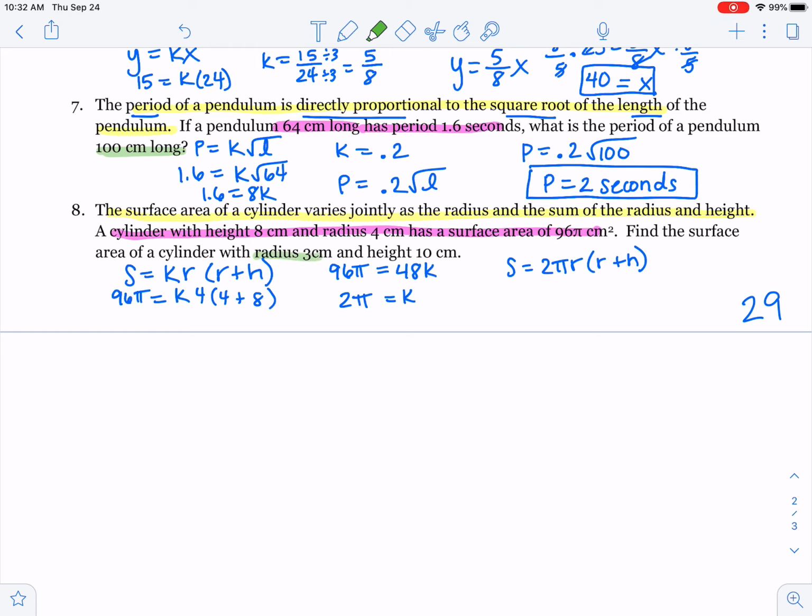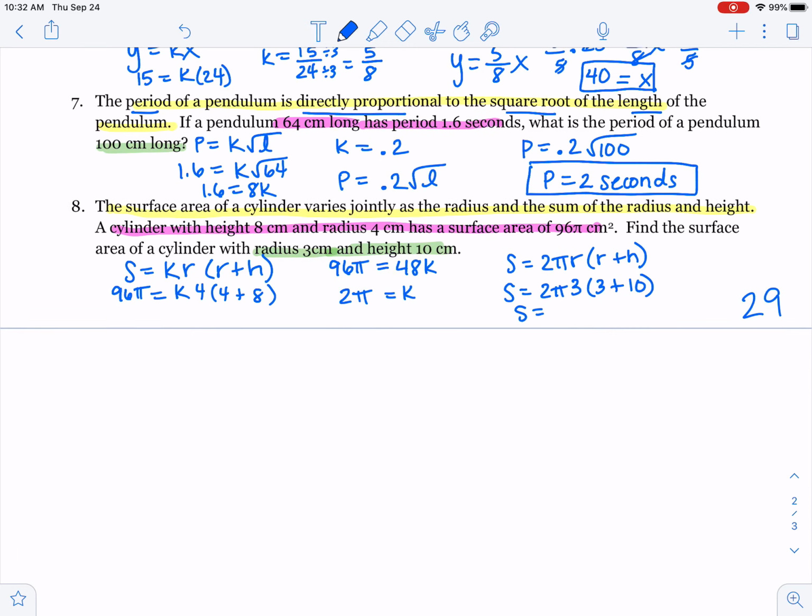The last piece of information they're going to ask for is, in this case, find the surface area of the cylinder if the radius is 3 and the height is 10. So radius is 3, height is 10. So I have 6 pi times 13, or 78 pi, and if I'm going surface area, that's going to be centimeters squared.